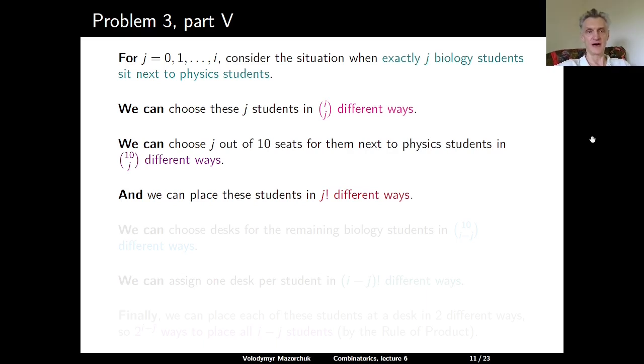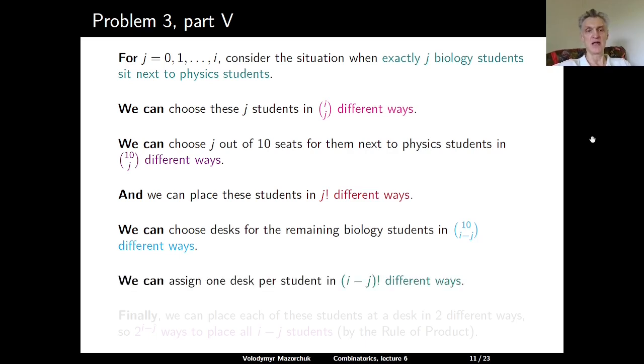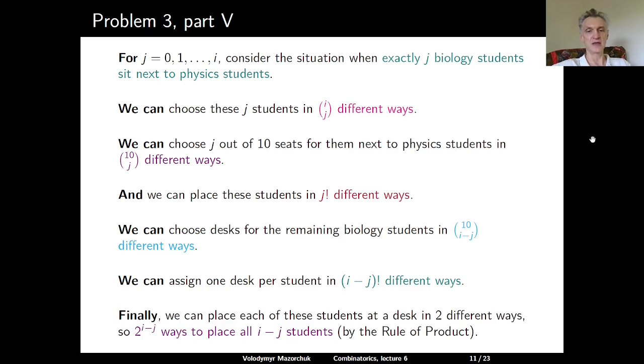Great. Now we have i minus j biology students left, and we need to place them. We can choose desks for the remaining biology students in 10 choose i minus j different ways, because we have 10 desks and i minus j students. We can assign one desk per student in (i minus j) factorial different ways. And we can place each of these students at a desk in two different ways.